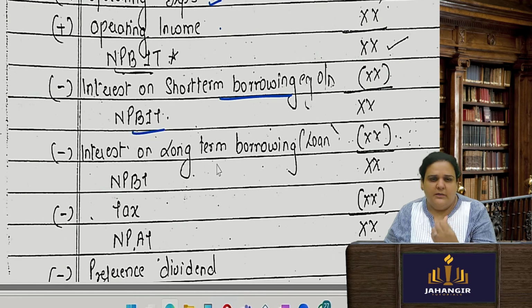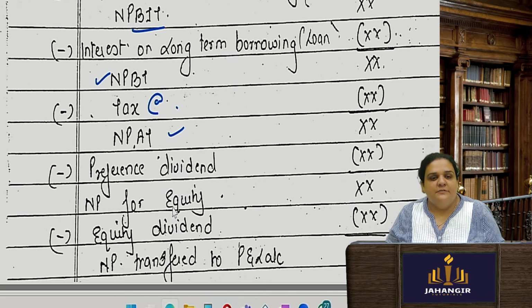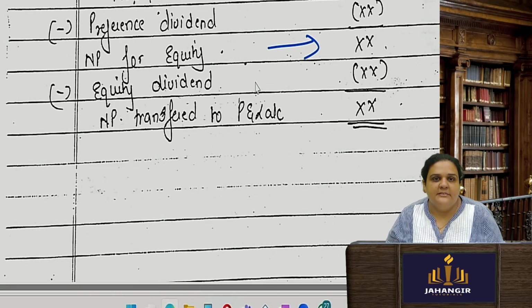Generally, we do this only. It's short-term borrowing, long-term borrowing directly. They don't give you so much in detail. They will just give you a borrowing and interest rate. You subtract interest, you'll get net profit before tax, minus the tax at whatever rate, net profit after tax, minus preference dividend, net profit for equity shareholders. Then you can give them equity dividend since there is profit. Balance you will transfer to P&L account.